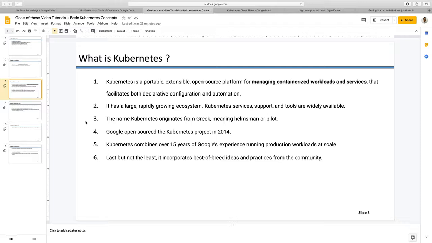The name Kubernetes originates from a Greek word which means helmsman or pilot. Not very surprisingly, it was developed by Google in 2014, and they actually made it public after years of testing and using it in production environments, about 15 years at that. And last but not the least, it is based on all the best of breed, best practices that Google might have built up over a period of time and also from the community. Google has incorporated that. So that, my dear friends, is Kubernetes.